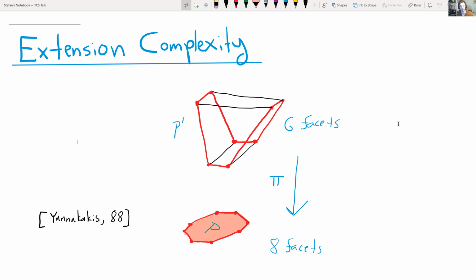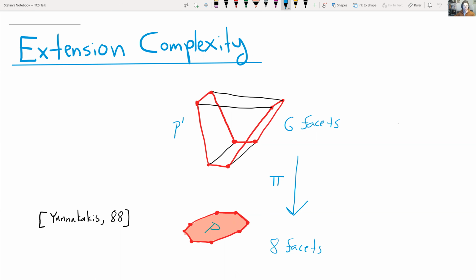So the concept here is if you have a polytope in lower dimensions with a set number of facets, it might be easier to have a higher dimensional polytope with fewer defining facets that projects down to it. So for example, in this image here, we have a lower dimensional polytope P with 8 facets, whereas there's a higher dimensional polytope P prime that projects down to it linearly, which has a smaller set of descriptive inequalities.